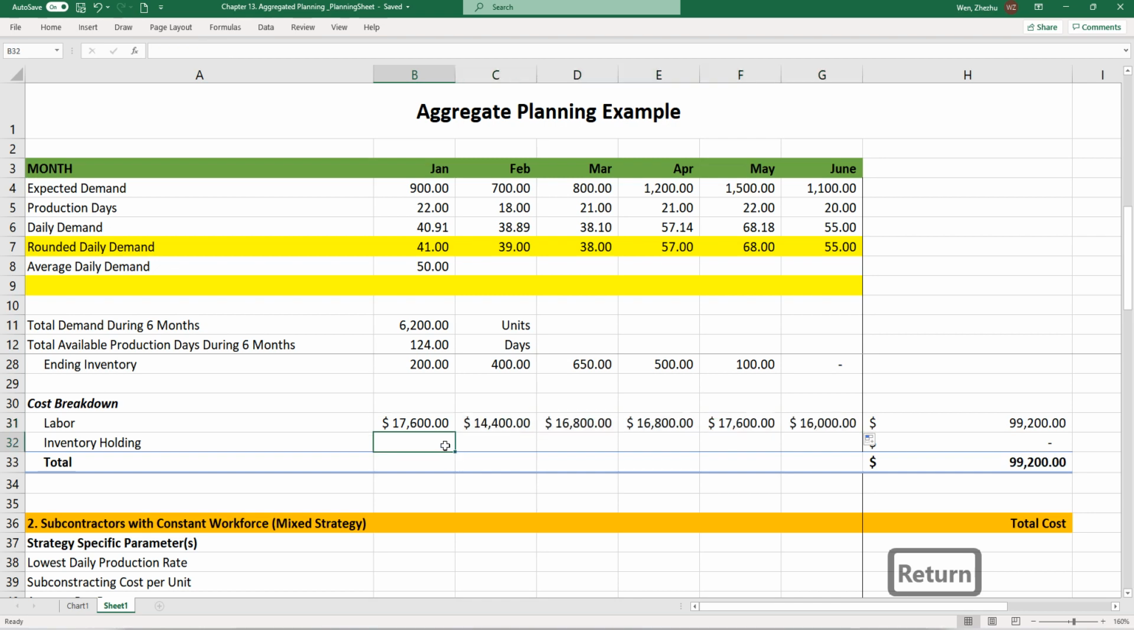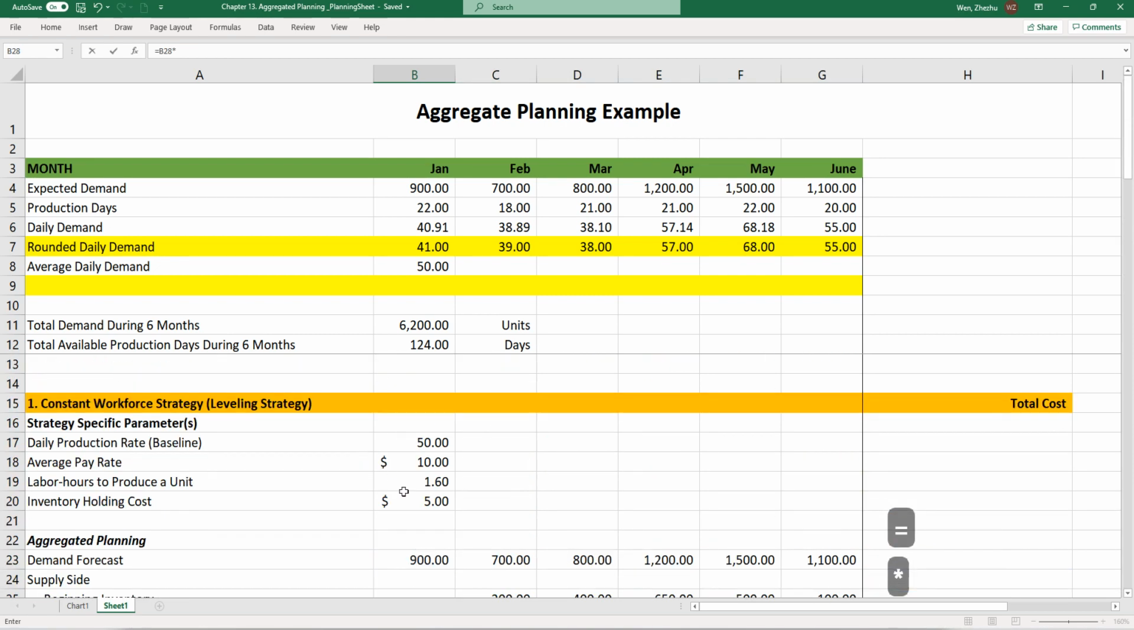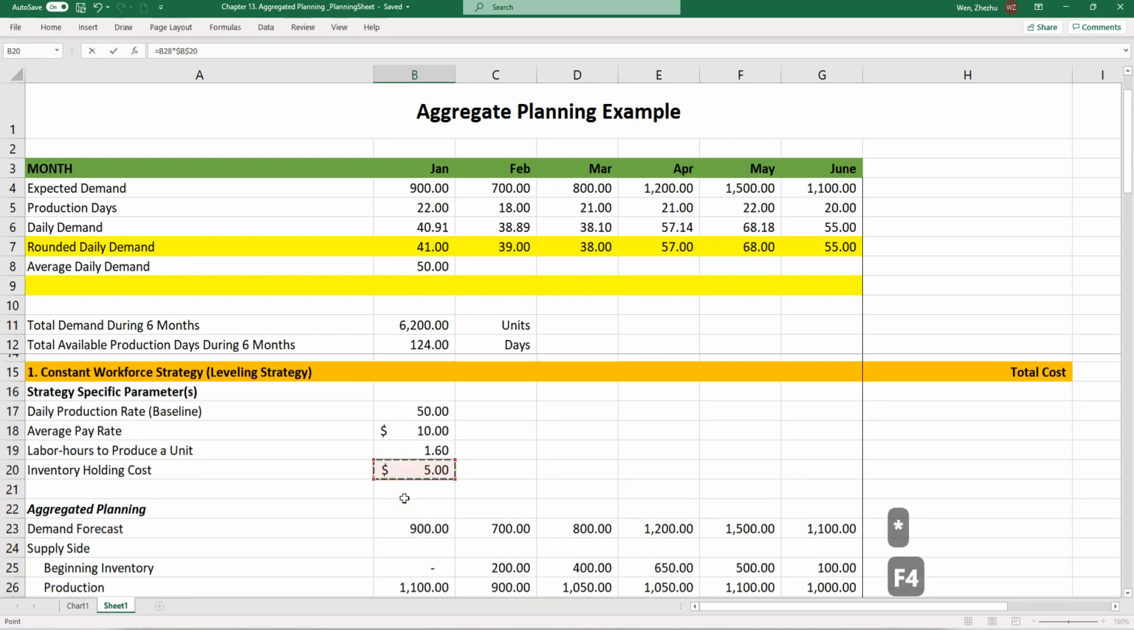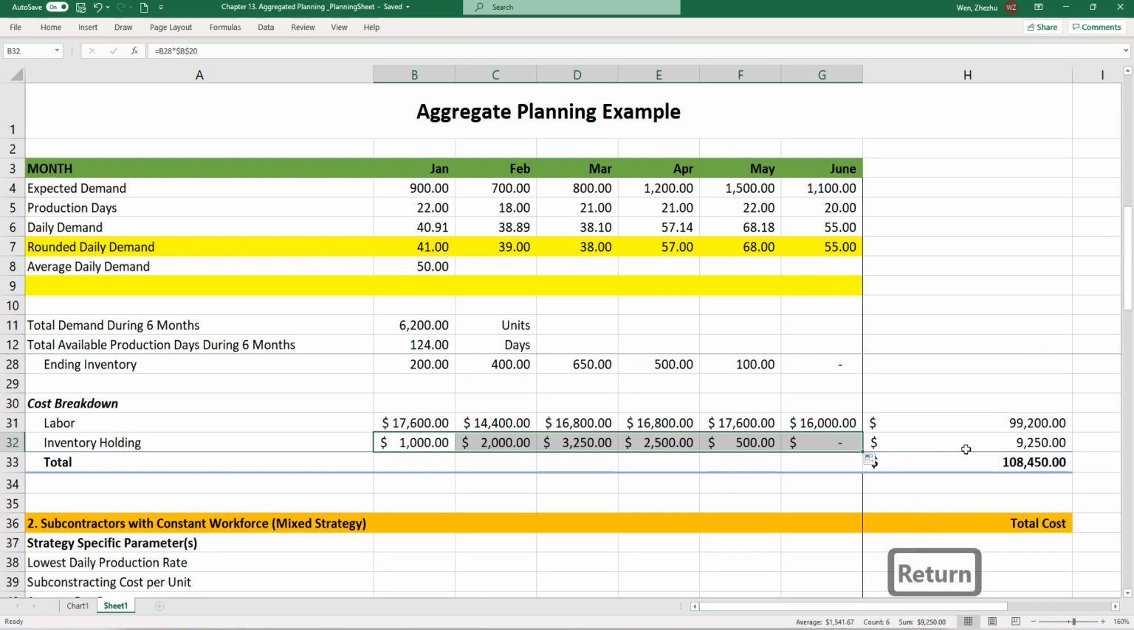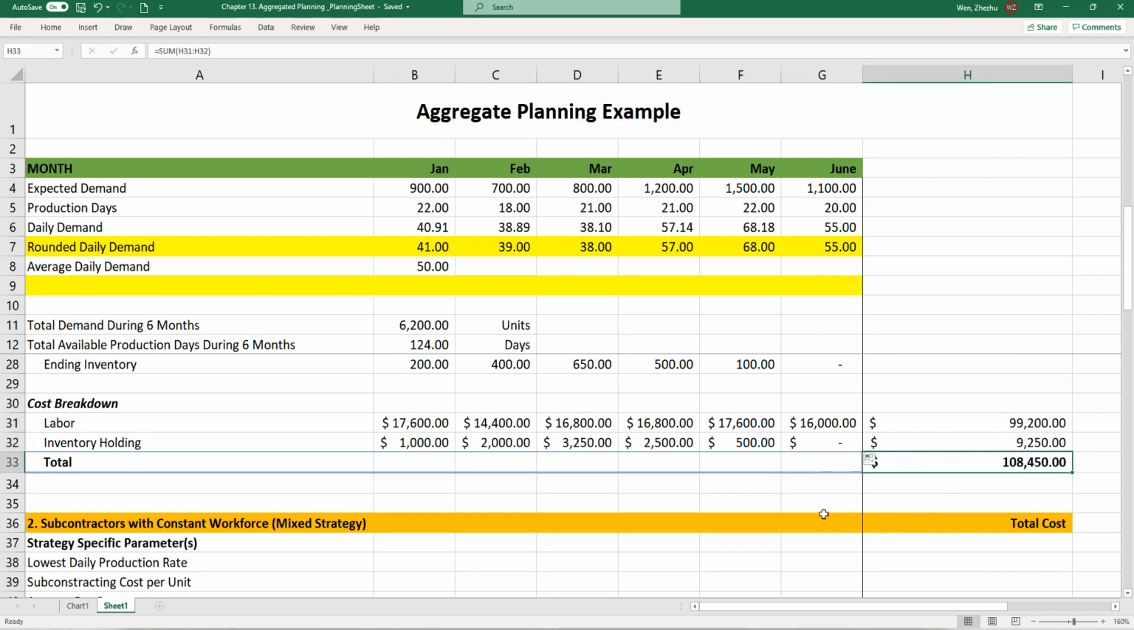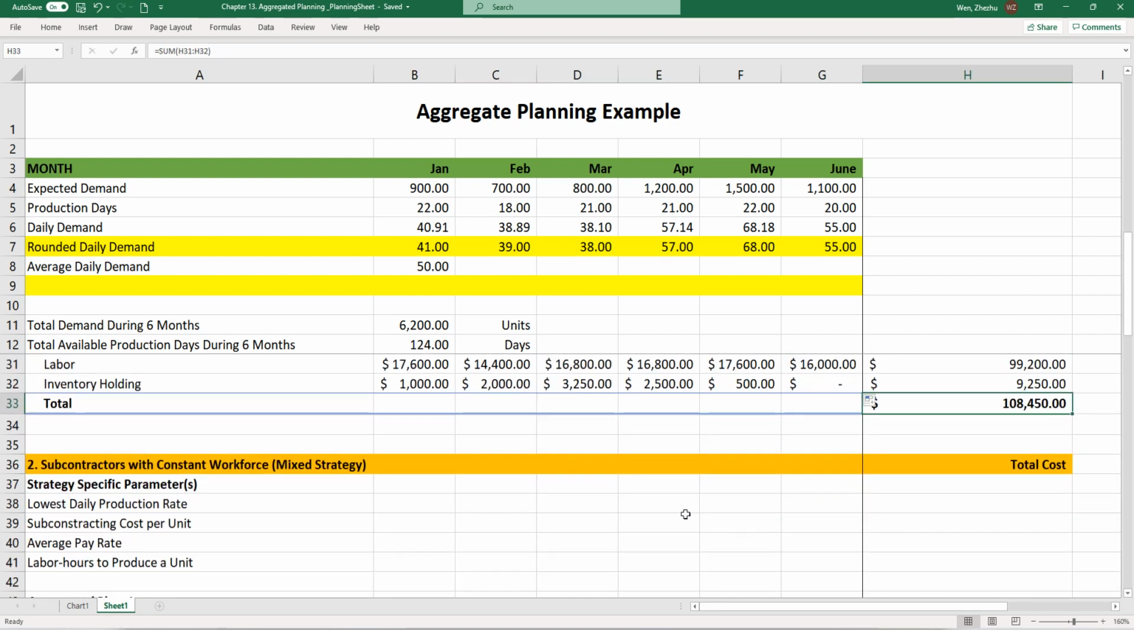And inventory holding wise, this many inventory is being carried over to next month. The cost wise, it's $5, I believe. And then just going to absolute reference it. Okay, let's move on. So in case we're using leveling strategy, it's going to be 108.5K. That's the number we're looking into.